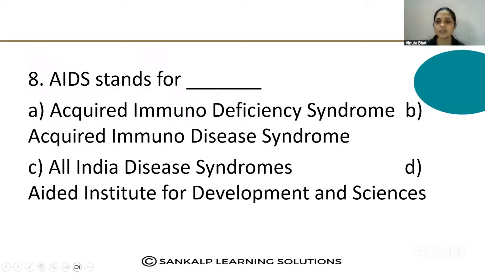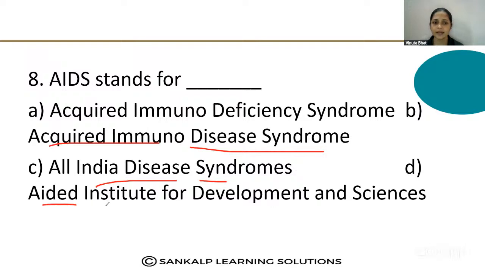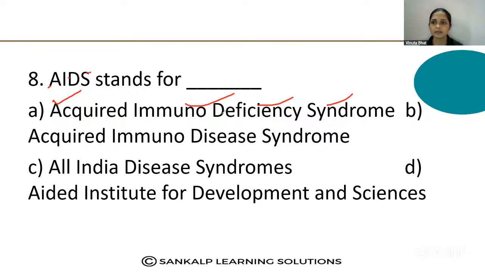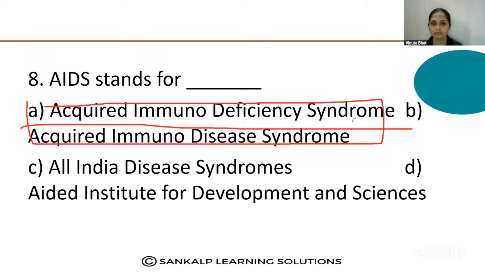Next one. AIDS stands for: acquired immunodeficiency syndrome, acquired immunodisease syndrome, all India disease syndromes, aided Institute for Development and the Sciences. Here, what is the full form of AIDS? That is acquired immunodeficiency syndrome. Acquired immunodeficiency syndrome is nothing but the AIDS. Option A is the correct answer. Please note down the question.